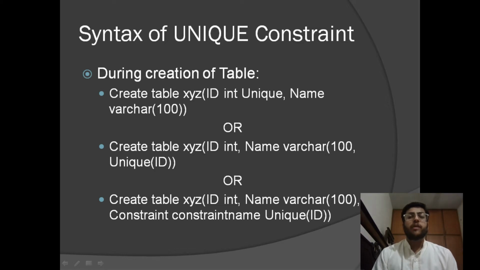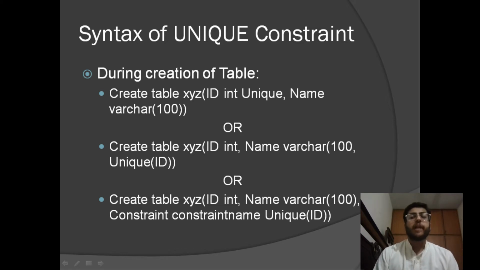Now here are some queries through which we can add the constraint into our database. Starting off with how we can add this constraint during the creation of our table, right? The first one is create table xyz id int unique, name varchar 100. Here we are writing the unique keyword with the id, giving this constraint to the attribute id, which means that id will not be the same for more than one person. Two people will not have the same id, they will have different ids.